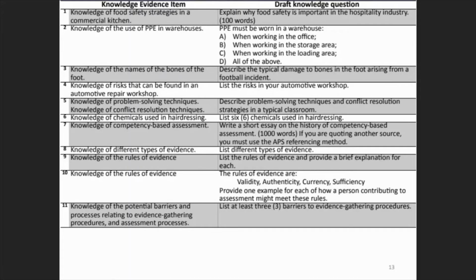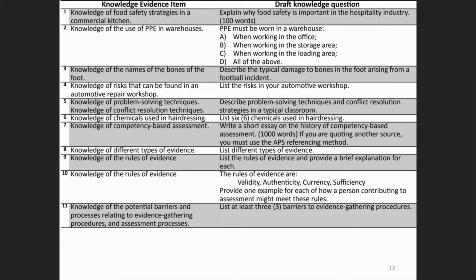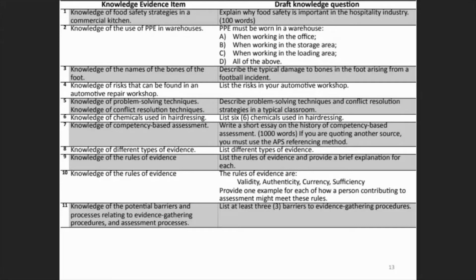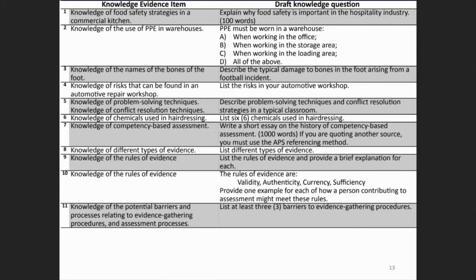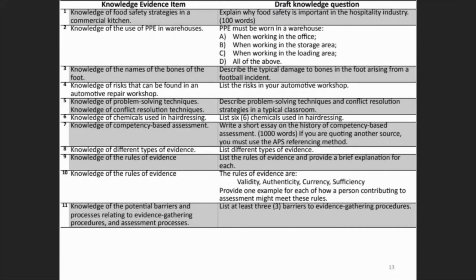Number eight, knowledge of different types of evidence. Basically, all that the question does is repeat the knowledge evidence item. It's not contextualised, it hasn't been put into some sort of everyday language, and it would be really valuable if it was. Knowledge of different types of evidence in question eight is just, we might need to go on and ask a more meaningful question than just repeating the knowledge evidence item itself.